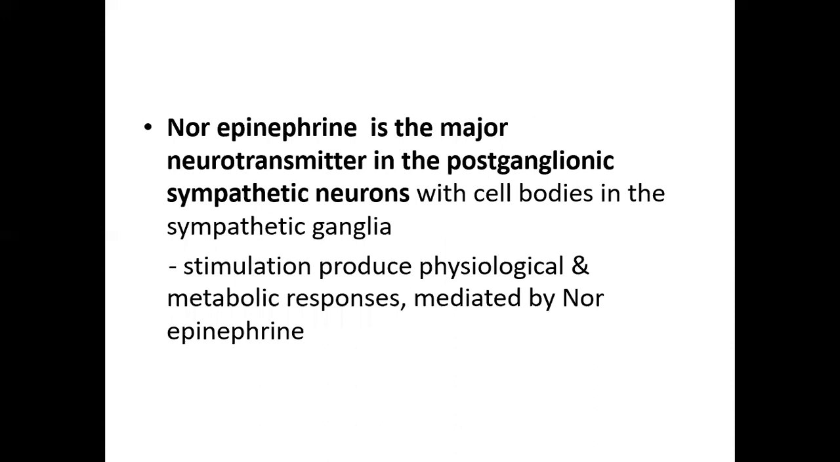Noradrenaline or norepinephrine is a major neurotransmitter in the postganglionic sympathetic neurons, whose cell bodies are present in the sympathetic ganglia. The stimulation produces physiological as well as metabolic responses mediated mainly by norepinephrine. So this is one of the major neurotransmitters present in the postganglionic sympathetic neurons, and their stimulation produces physiological as well as metabolic responses.